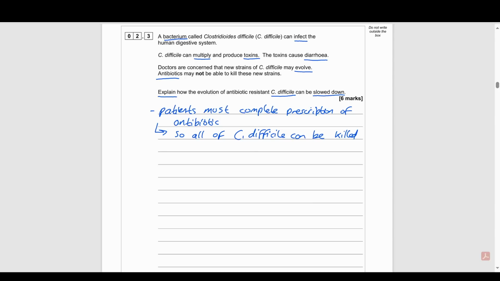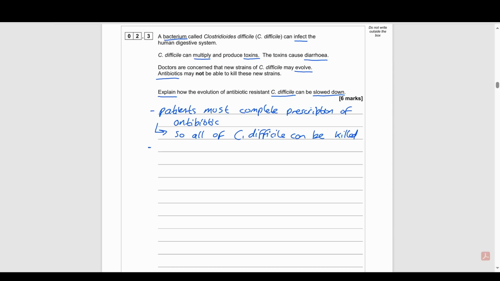Now, as it said in the question, the bacteria can infect the human digestive system. Now, if there is a bad infection, then it would make sense to prescribe a patient an antibiotic. But if it's just a minor infection, then there is no need for an antibiotic. Eventually, the patient will heal and recover over time. If you prescribe an antibiotic for a mild or minor infection, then it may cause the development of these bacteria that are resistant to the antibiotic.